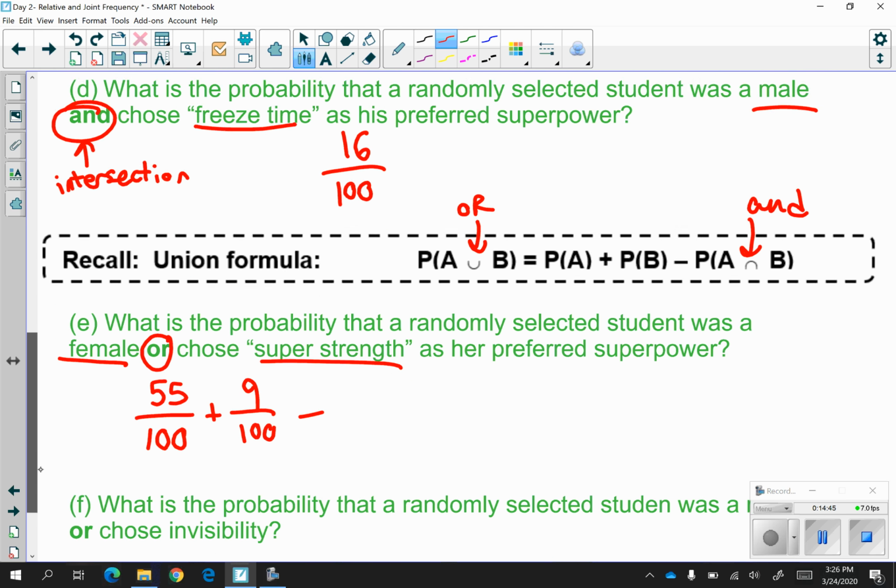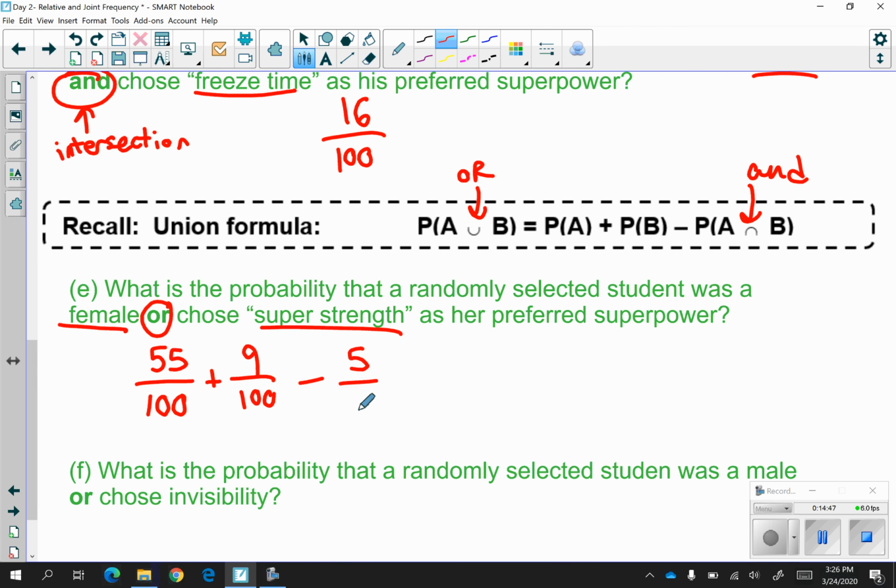So we're going to subtract 5 out of 100 because that's the probability that they're female and like super strength. You're going to put that in your calculator and it's going to give you 59 out of 100.